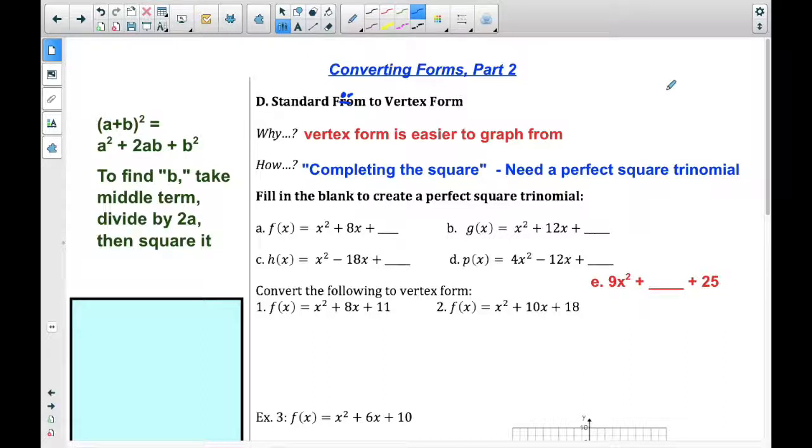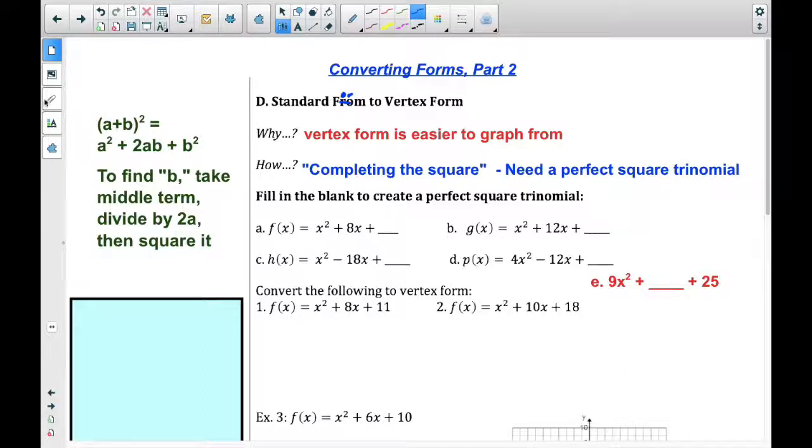This method is called completing the square. And basically, to have a vertex form of an equation, you have to have a perfect square trinomial. And so that's what we need to do, is complete the square, that is, finish out the trinomial so that it's a perfect square. How do we do that?